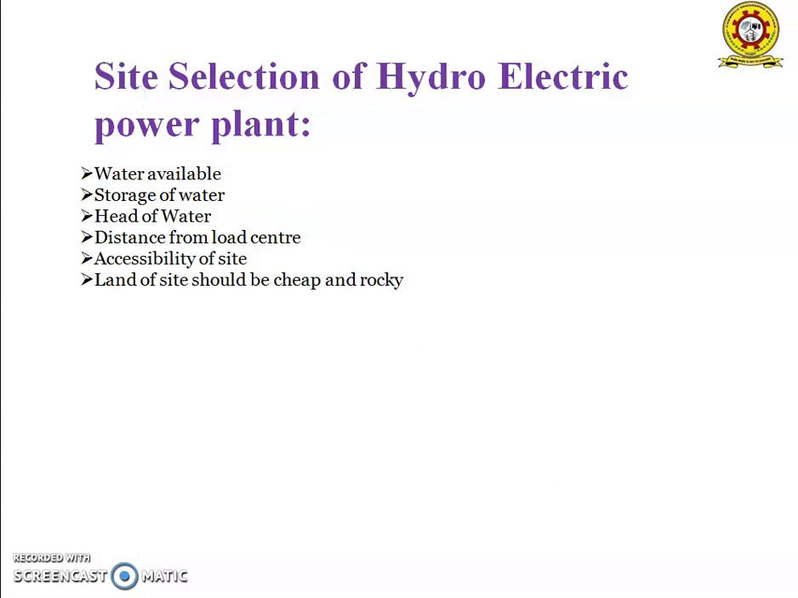Site selection of a hydroelectric power plant. The first one is water availability. Geographical and meteorological conditions of the site should be studied thoroughly. Daily, weekly and monthly flow rates over a period of years should be recorded.